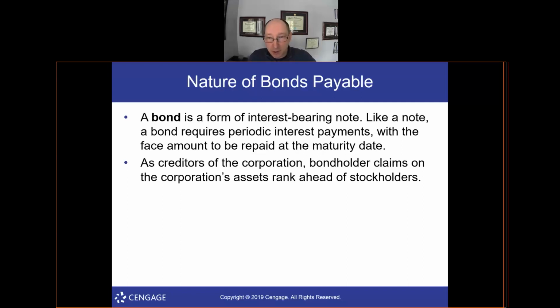It has a face amount that needs to be repaid at the maturity date. What does that mean? A face amount is the bond amount. It's like the amount that you see on a check. That's what they call the face amount, because it is the total amount on the check. And that amount needs to be repaid at the maturity date. Maturity date means when it's due.